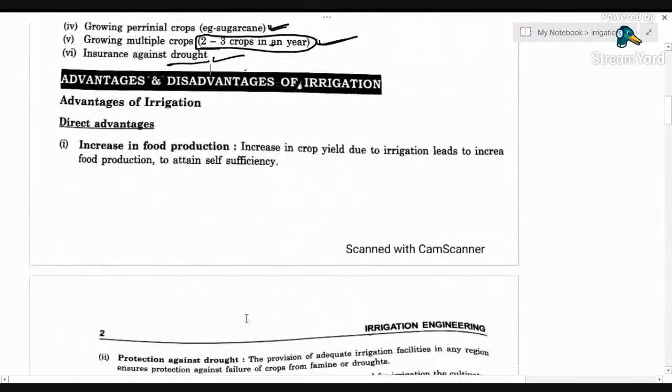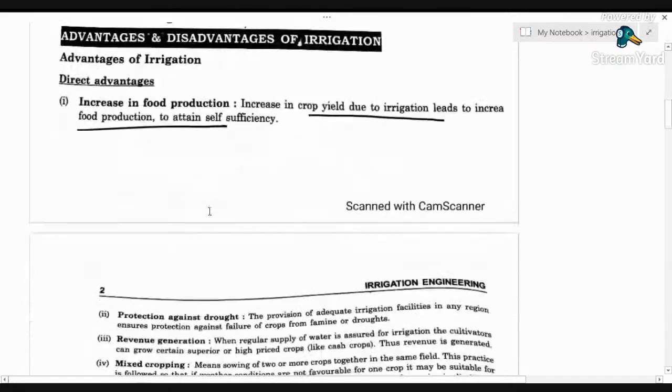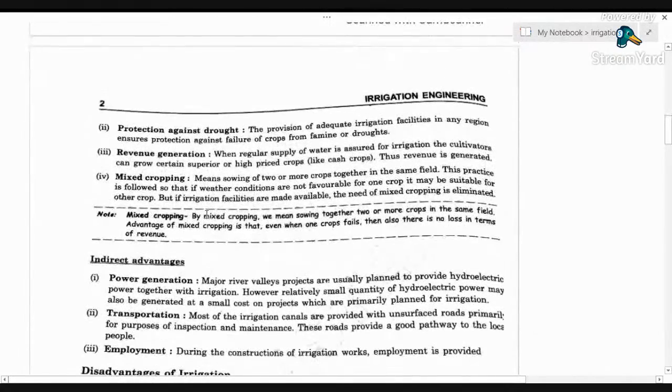Then you must understand what are the basic advantages and disadvantages of irrigation. Okay. First, what are the advantages of irrigation? There are two advantages: direct advantage you will get out of the irrigation, and indirect advantage. What are the direct advantages of irrigation? The direct advantage of irrigation is to increase the food production. Okay, to increase the food production, to increase the crop yield, which requires the continuous supply of the water. This is the basic thing today we are actually going to see.